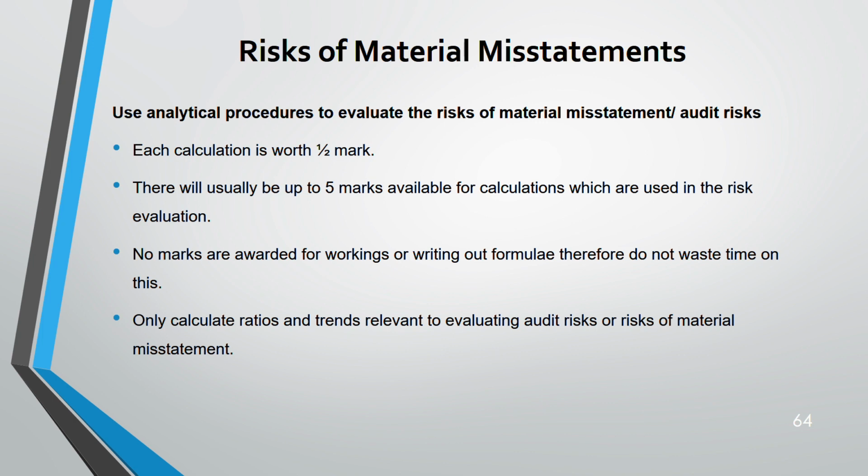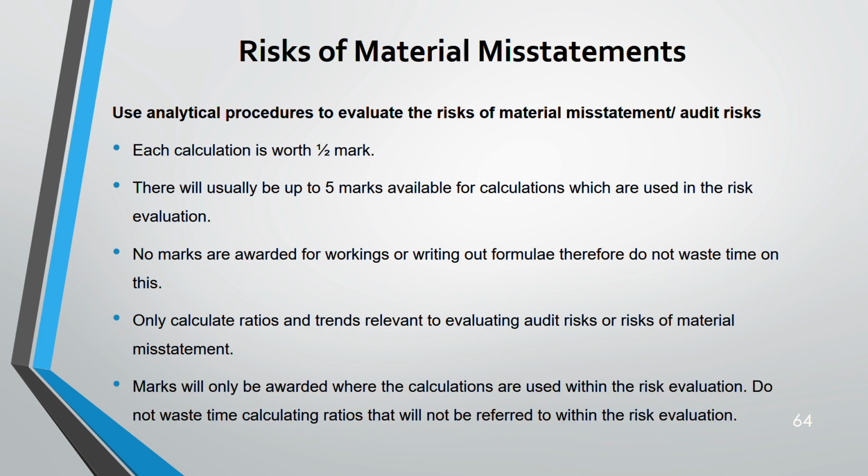Only calculate ratios and trends that are relevant to evaluating the audit risk or risk of material misstatement. If your ratios do not give you the risk of material misstatement, don't calculate that ratio and waste time. Remember, marks will only be awarded when the calculations are used within the risk evaluation. So don't waste your time calculating ratios that you are not going to refer to in your risk evaluation. You need to refer to it in your answer later on.